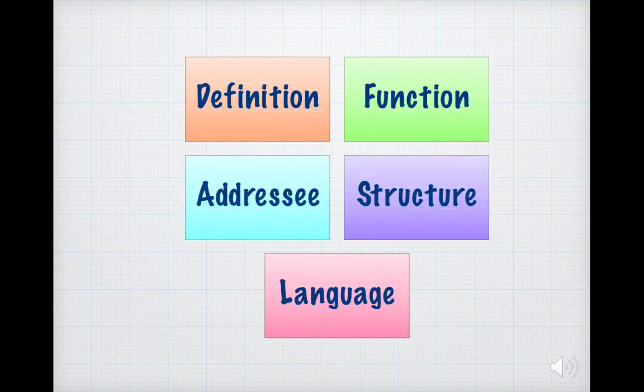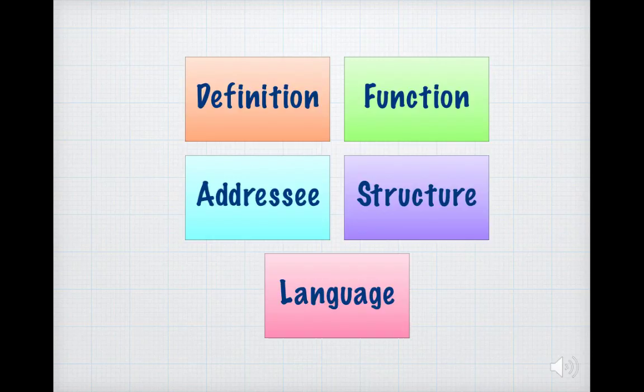So now you will learn actually what a blog is. You will read a definition of a blog. Then you will find out the function of a blog, meaning what do we write a blog for. Then the third part will be about the addressee. The addressee is the person or the people we are writing a blog for, meaning your audience. The fourth part will be about the structure of a blog.